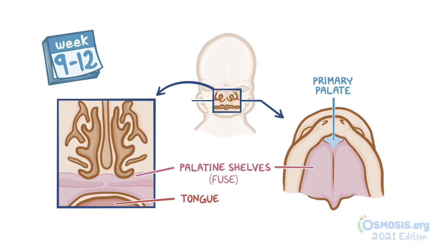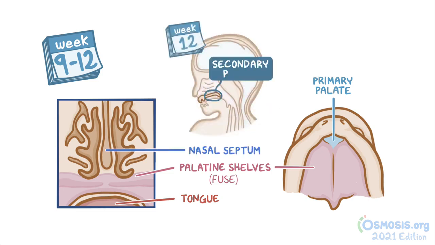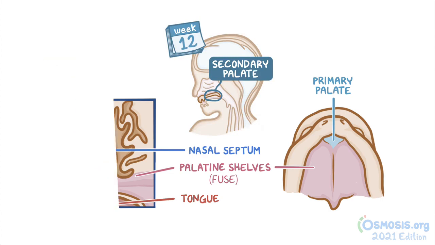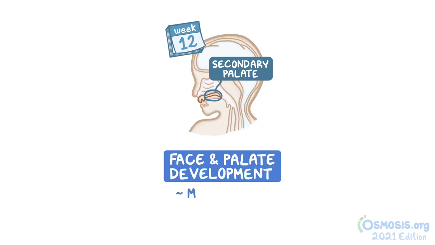primary palate in front. At the same time, the mesoderm and ectoderm of the frontonasal and intermaxillary segments grow downwards in the midline to form the nasal septum, which fuses with the secondary palate. The development of the secondary palate usually completes by week 12 of development. So the critical period for face and palate development is between month 2 and 3, or from week 6 to 12.